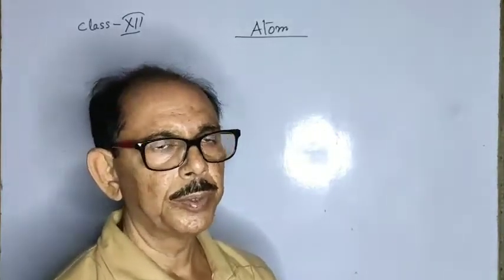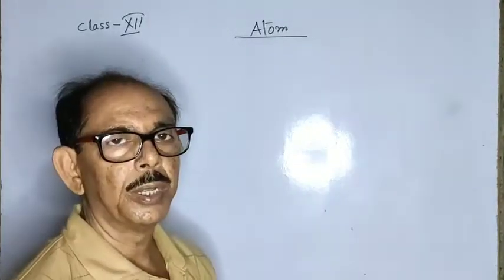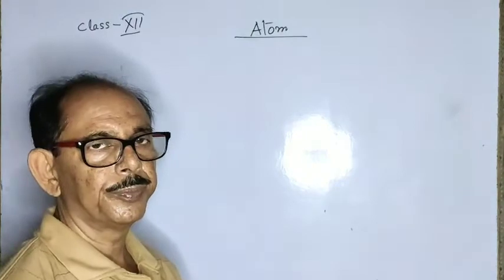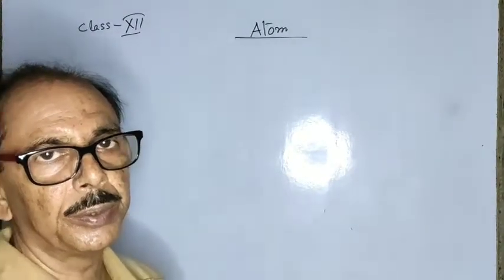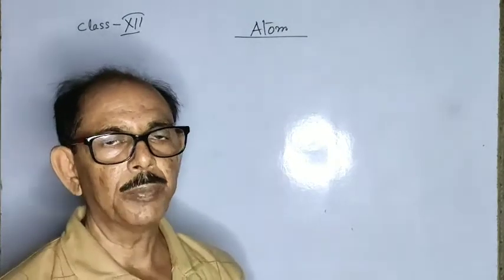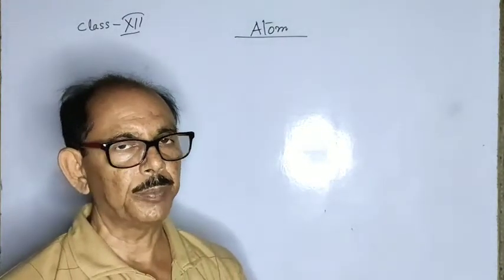J.J. Thomson discovered the electron. Electron is a negatively charged particle, whereas proton is a positively charged particle.